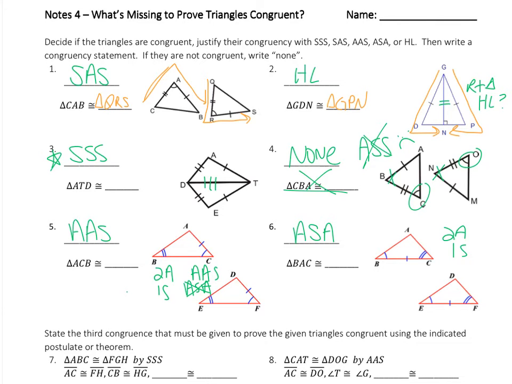On number 3, I did ATD. So I went past the 1, then the 3. So I need to start at E, T, D as well. On number 4, remember we can't write that one because we wrote a none.